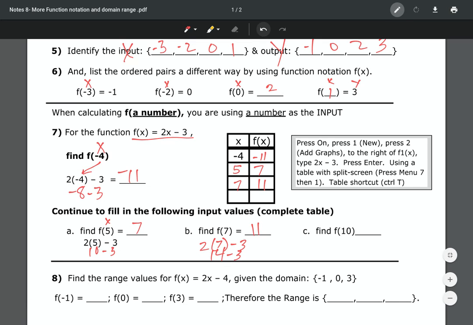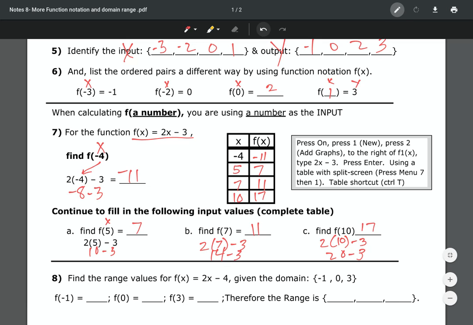And then on letter C, we have f of 10. So we've got 2 times 10 minus 3. So 2 times 10 is 20, minus 3 gives us 17. So therefore, we have the ordered pair of 10, 17.